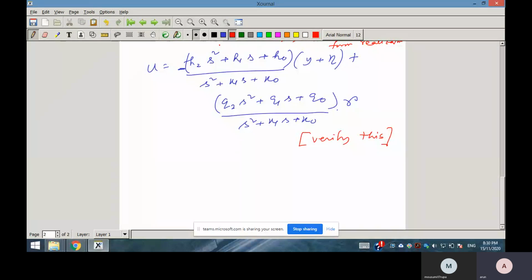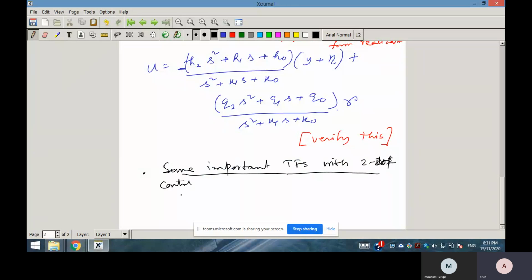So some important transfer functions with 2DF control. What are those important transfer functions? The same important transfer functions I have also obtained before. For example, r to y. What will the r to y transfer function be in the case of 2 degree of freedom control?